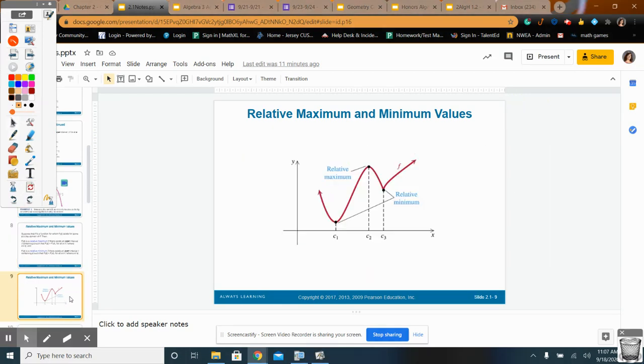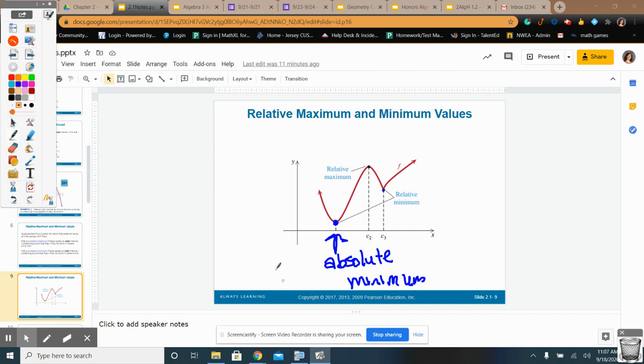So here's an example. This is a fancy graph. So this one actually does have what we call an absolute minimum. This graph does bottom out right here at this point, but it goes up forever. So there's no absolute maximum. But there are two relative minimums because they both are turning points, and one relative maximum. So this guy is also called an absolute minimum.